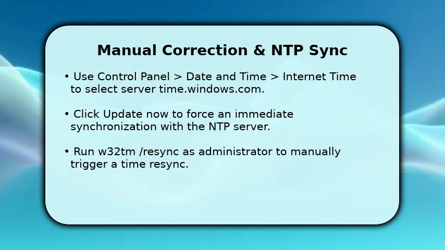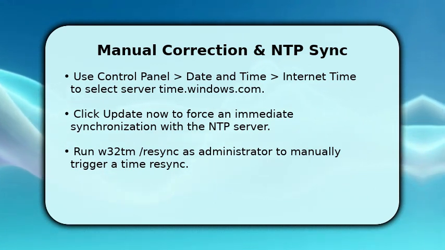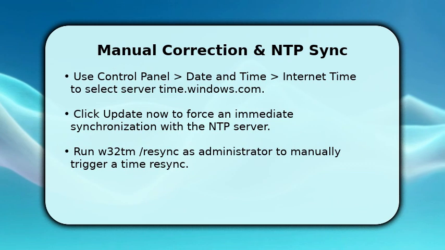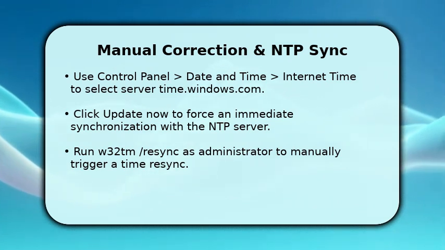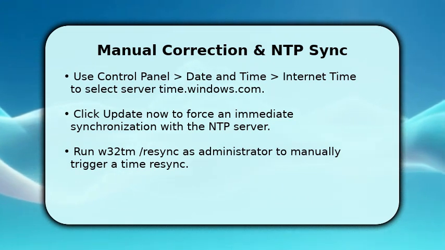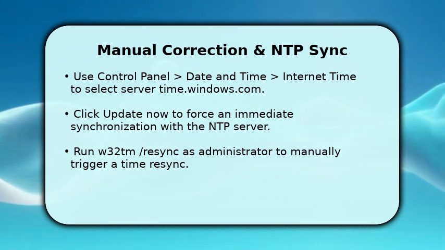Choose time.windows.com or another trusted NTP address for network synchronization. Click Update Now to force an immediate synchronization with that NTP server. If the Update Now button is unavailable, run Command Prompt as administrator to use W32TM commands.